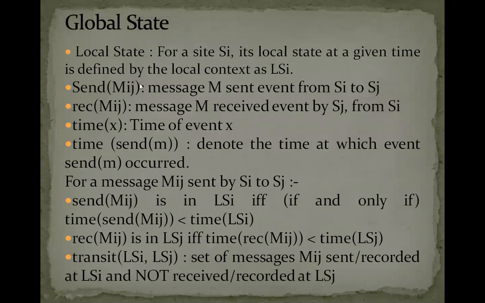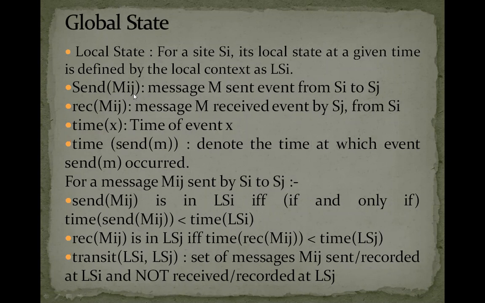So what is global state? There are certain more things which we have to learn. As far as the local state is concerned, local state is represented by SI, and its local state at a particular given time is defined by the local context, what is happening, whether it is remaining idle or it is sending a message, whatever that is, it is being recorded locally. So that state is called local state.